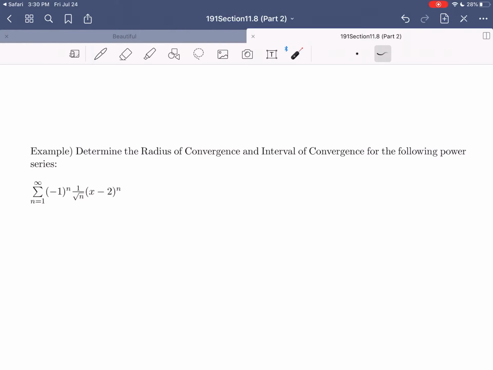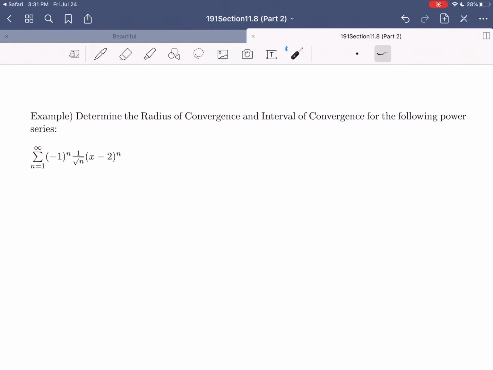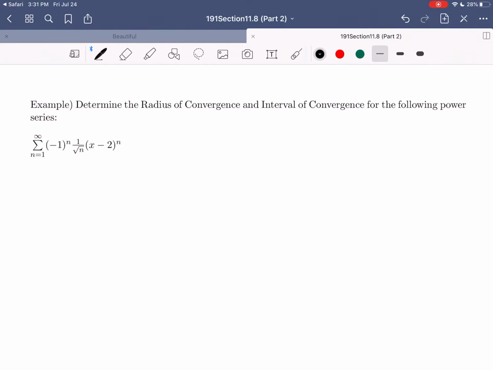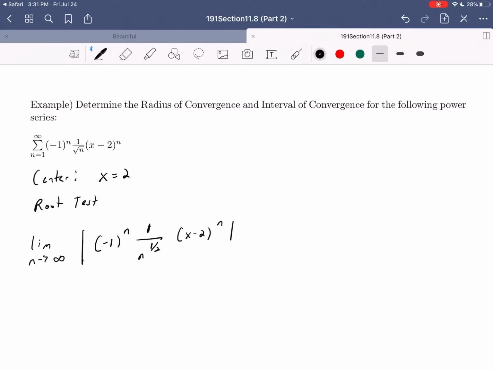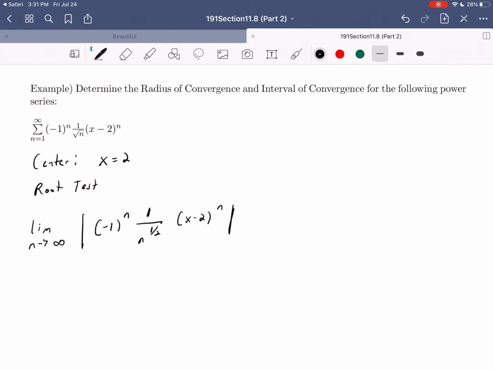Okay, so how are we going to approach this? Well, same thing as we've sort of been doing. We can use either ratio or root test. It might be handy to just remember that root n is n to the 1/2, and then of course we can go ahead and do a root test here. So let's make a note of our center. Center is x equals 2. So let's try a root test again. Limit n goes to infinity of (-1) to the n, 1 over n to the 1/2, and then (x minus 2) to the n there. Okay, and then all of that to the 1 over n.